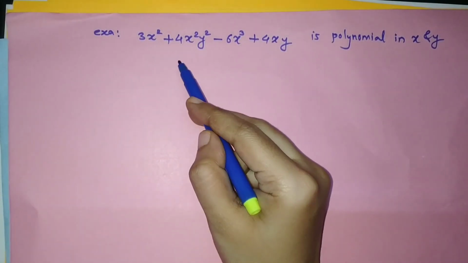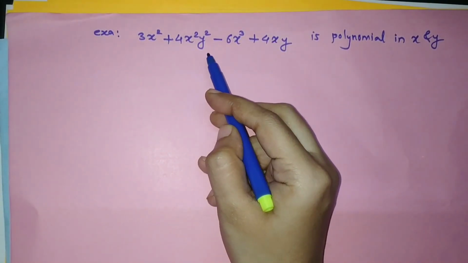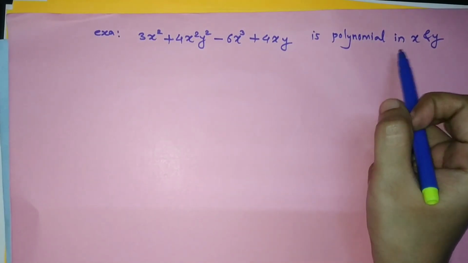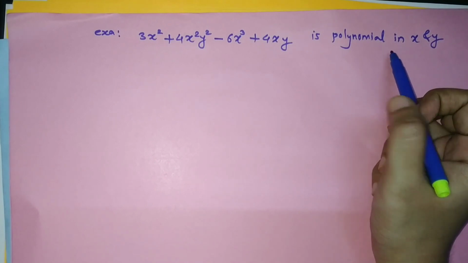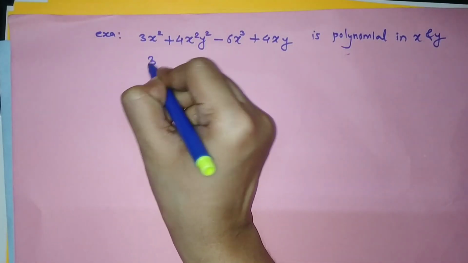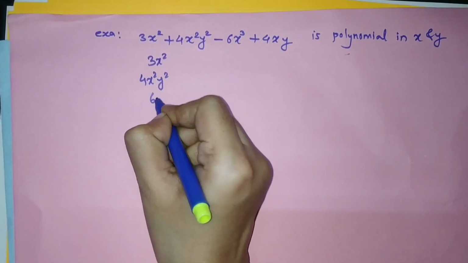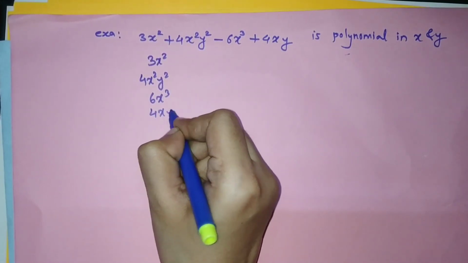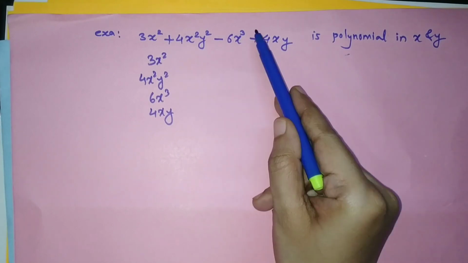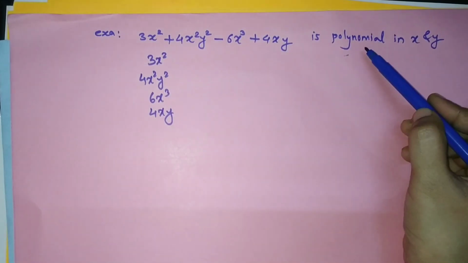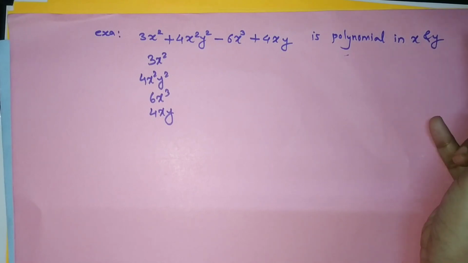Like you see here is the example 3x square plus 4x square y square minus 6x cube plus 4xy, which is a polynomial in x and y. And you can see here are four terms. The first term is 3x square, another term is 4x square y square, next is 6x cube, next is 4xy. So this polynomial is made up of four terms, 1, 2, 3, 4. I wrote this, and the polynomial is in the x and y variables.